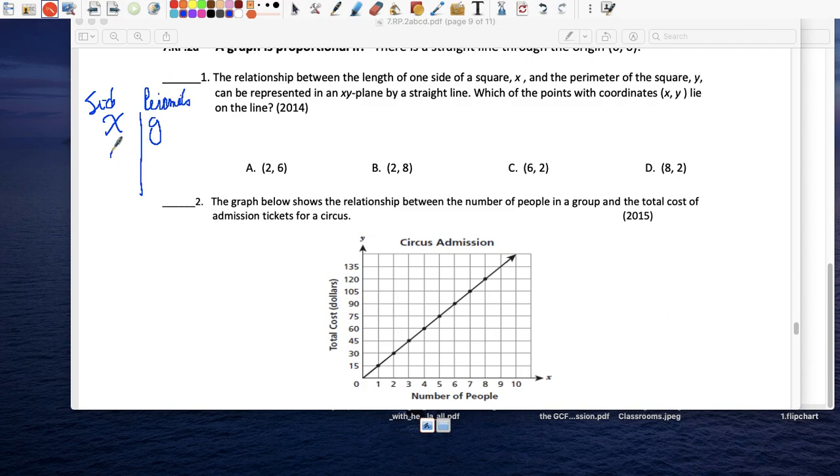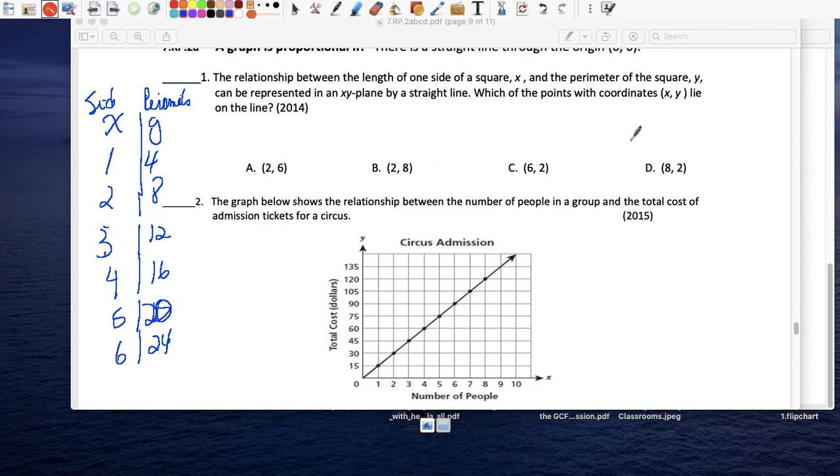So if it's a square and your side is 1, what's the perimeter? 4. If your side is 2, what's the perimeter? 8, right? Because it's 2 plus 2 plus 2 plus 2, or times 4. The side is 3 times 4, the perimeter is 12. The side is 4 times 4, the perimeter is 16, etc., etc. So 5 would be times 4, 20. 6 would be 24. You see the relationship: times 4, times 4, times 4, times 4.